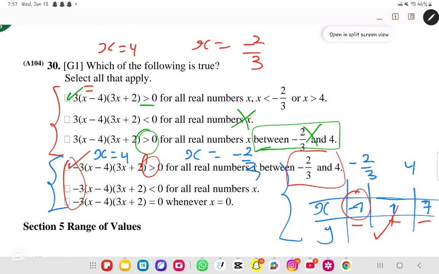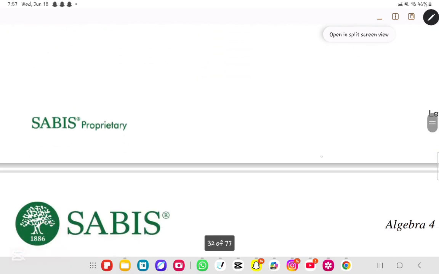This is correct. It's negative for all real numbers x? No, it's only negative if it's less than minus 2 over 3 and greater than 4. And it's equal to 0, okay? This is equal to 0 only in the case if you substitute the roots, which are minus 2 over 3 and 4. And that's it for section 3.4.